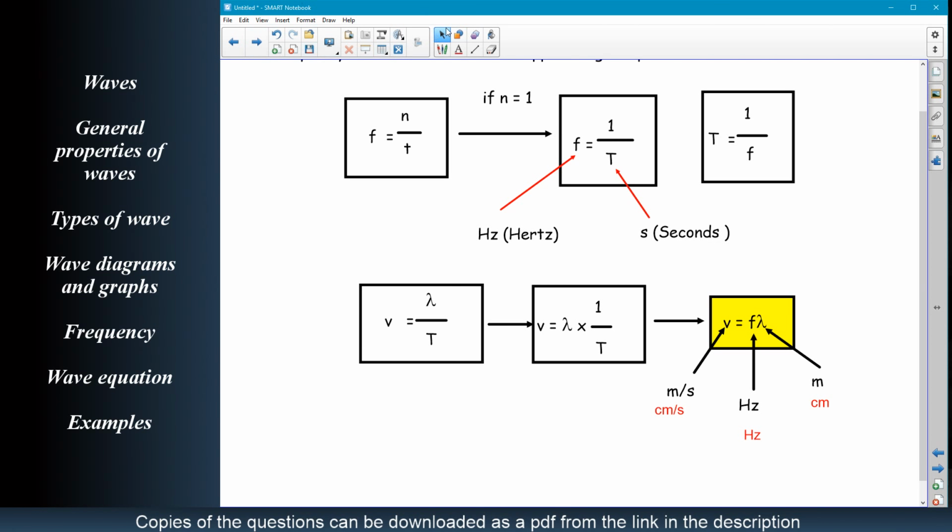Therefore, dividing by t has to be the same as multiplying by 1 over t. And then this bit here is actually this equation up here. That 1 over t bit gets replaced with f. Okay. Is that okay?